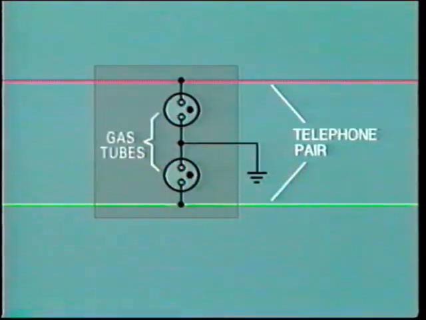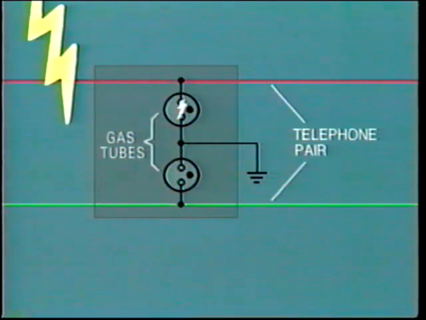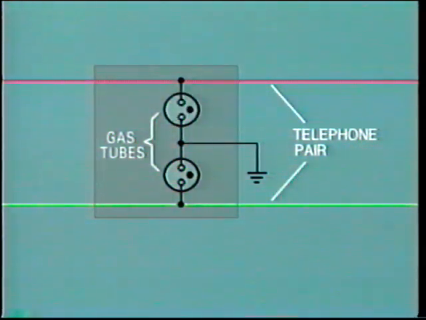The flashover voltage is much more precise than with the carbon type protector and is effective at lower voltage levels. The unit is also self-restoring. That is, as soon as the overvoltage has reduced, the arc is interrupted and the line returns to service. Here we see two two-element gas discharge tubes connected between each line and ground.